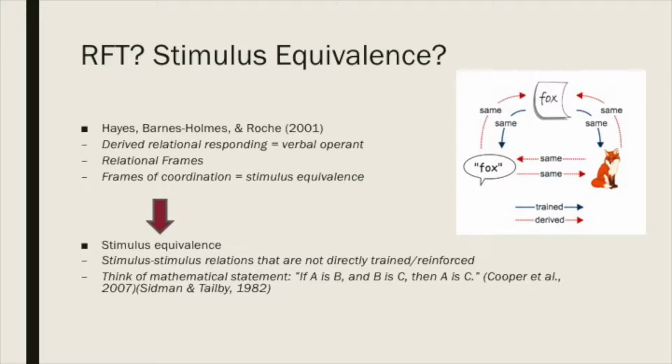Stimulus equivalence looks at accurate responding to stimulus-to-stimulus relations that are not directly trained or reinforced. Stimulus equivalence is tested by looking for reflexivity, symmetry, and transitivity among given stimulus-to-stimulus relations. It's similar to a mathematical statement: if A is B and B is C, then A is C.